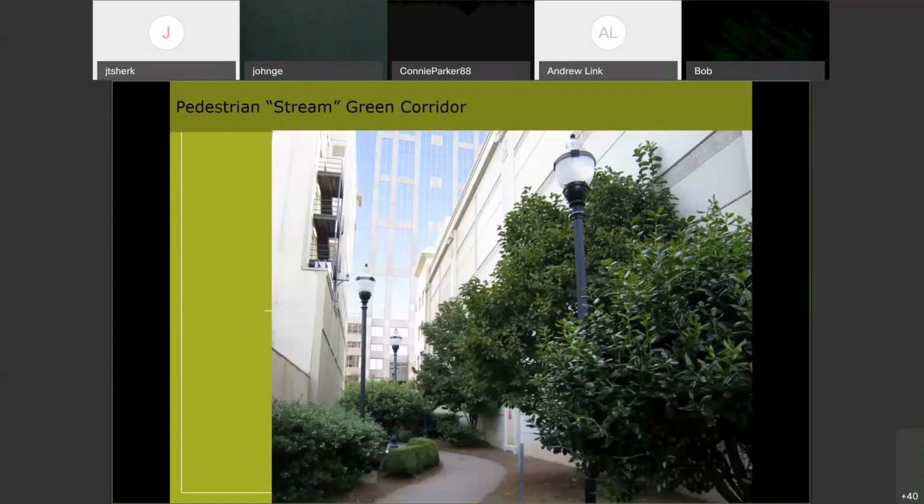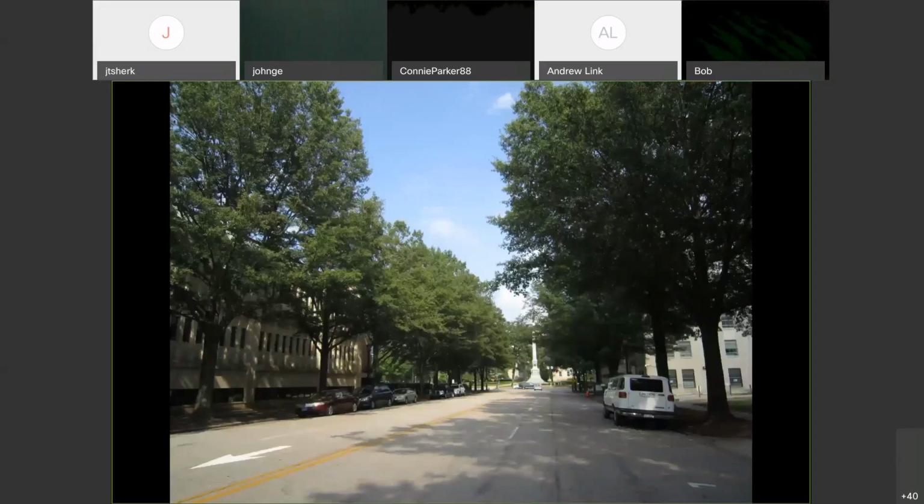Little tiny corridors. This is in Raleigh, in the downtown. Choosing the right plant can make these little spaces really magical. Speaking of magical, our beautiful willow oaks on Hillsborough Street that frame the street as you look down onto the Capitol. I think this is one of the most iconic and beautiful images of the city of Raleigh.